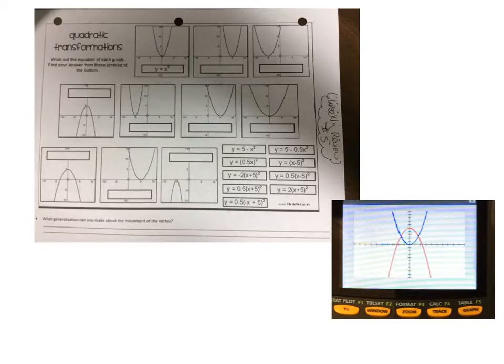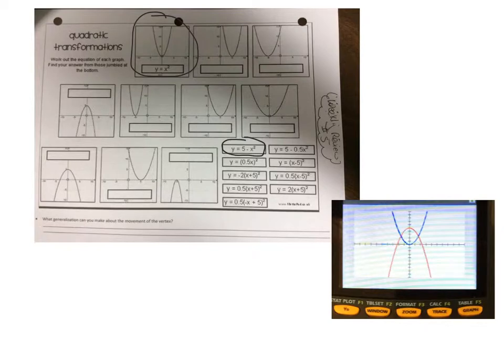So when we come back to our weekly review, the very first one at the top, that's your parent function. So that's going to be your basic function as a reference point, y equals x squared. The first one I want to do with you is right here, y equals 5 minus x squared. And what I did is I showed you a picture of what it would look like on the graphing calculator. In blue is the parent function, and in red is the transformation function.